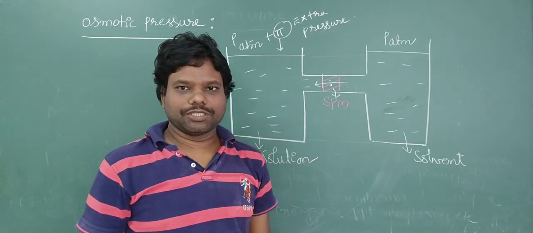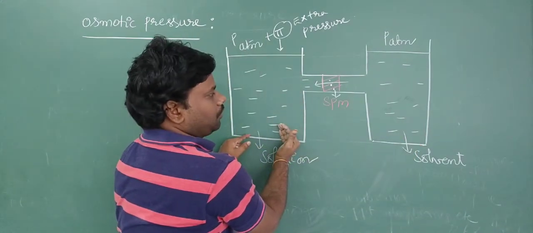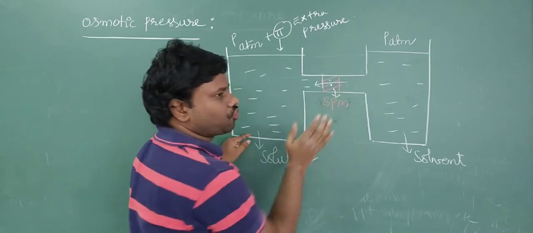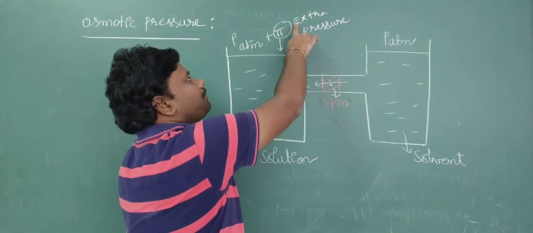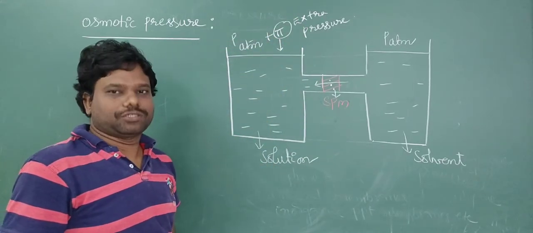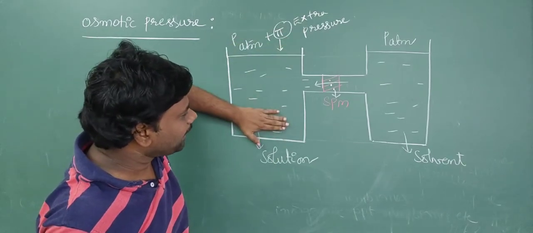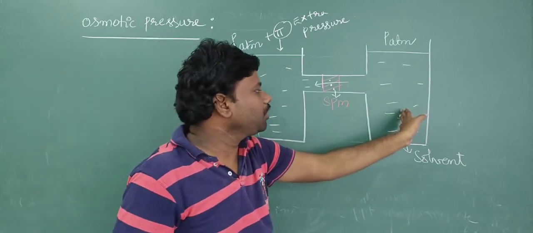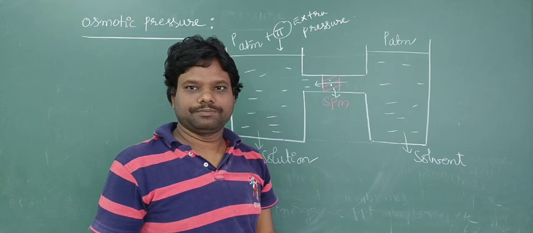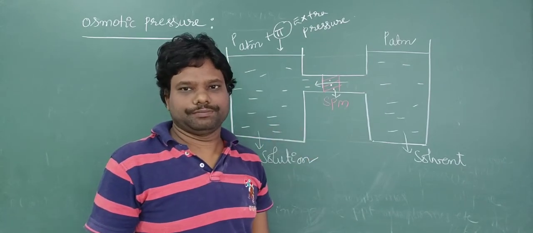What is osmotic pressure? The flow of solvent molecules from solvent to the solution through a semi-permeable membrane can be stopped by applying extra pressure on the solution, and this is called osmotic pressure. When you apply extra pressure on the solution side, the movement of solvent molecules from solvent to the solution is stopped. Such pressure is nothing but osmotic pressure.